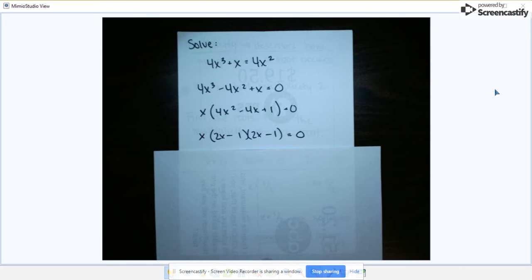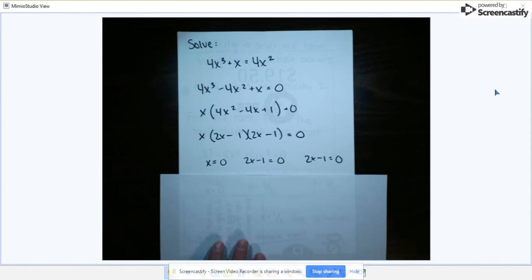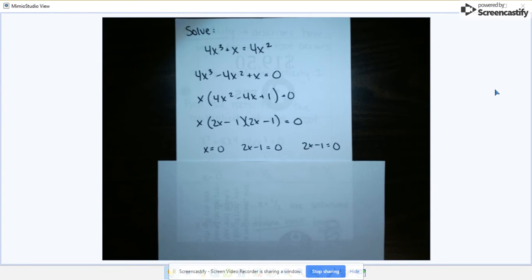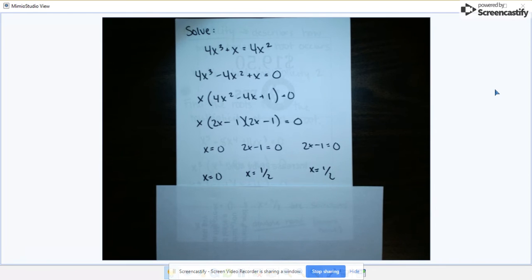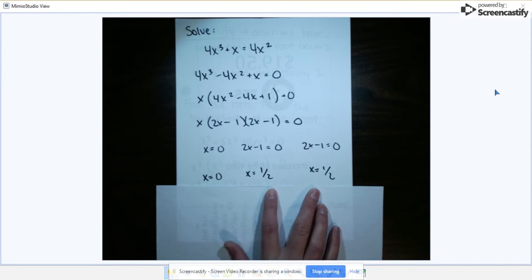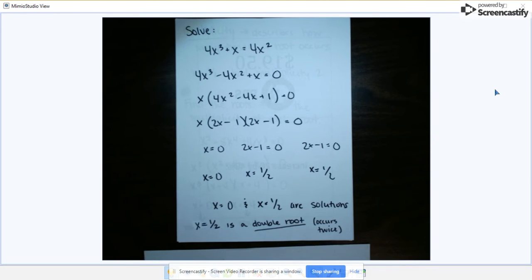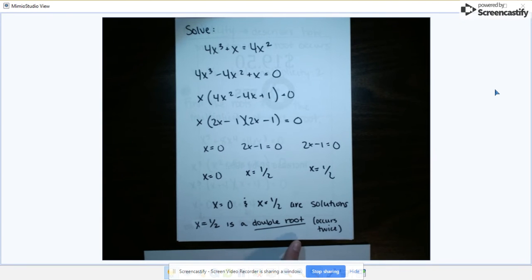And at this point, we can set each piece equal to 0. Notice these two pieces, or our two parentheses, are the same equation. So we get x equals 0 and then x equals 1/2 two different times. Instead of writing this x equals 1/2 two times, we're going to call it a double root. Double root means that it occurs 2 times.